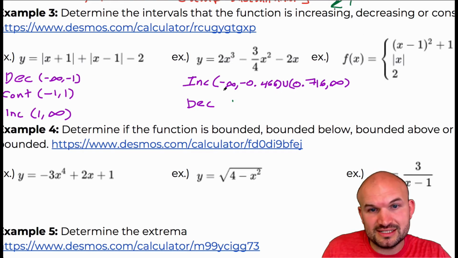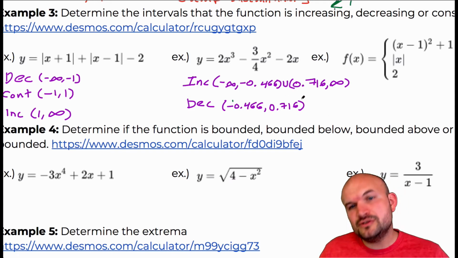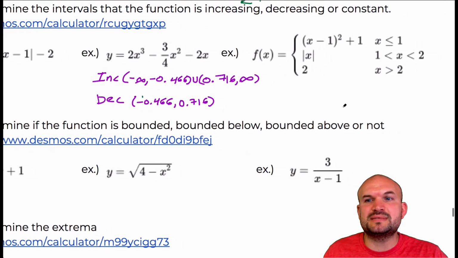So therefore, we can say that it's decreasing on the interval -0.466 to 0.716. Okay. Again, you don't need to use the union symbol, but I think that it sometimes kind of helps.